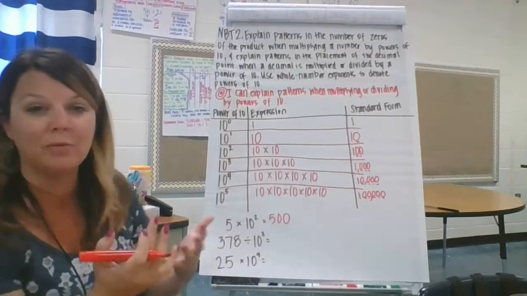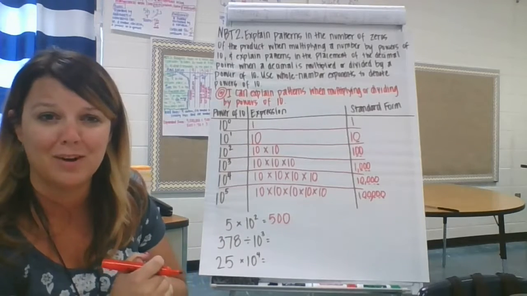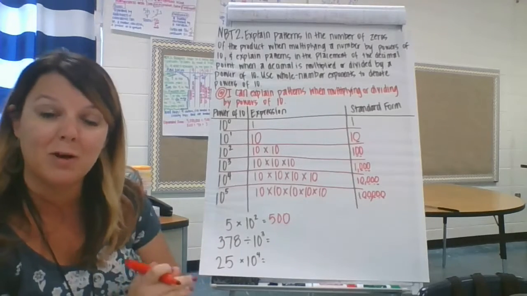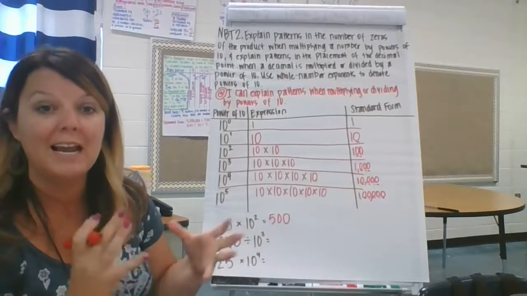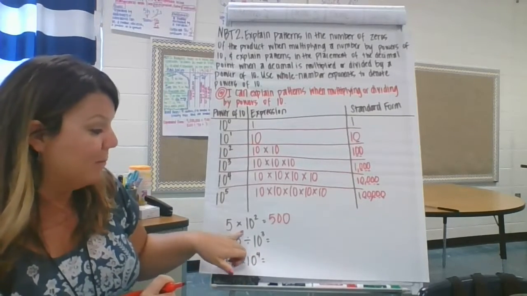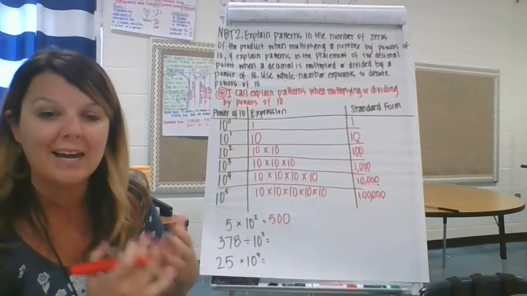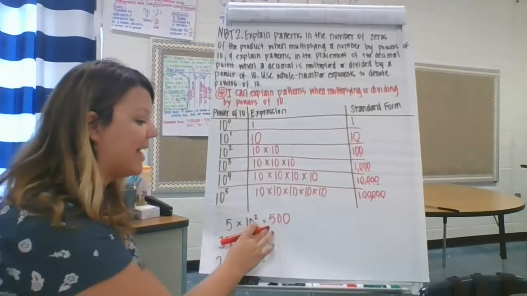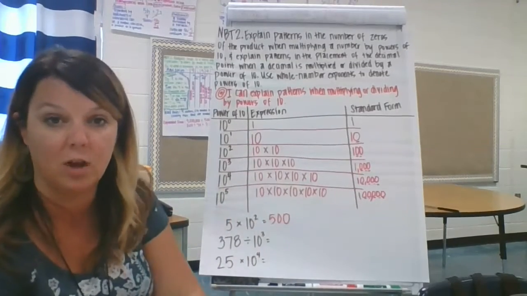I always think about, I'm not real good with right and left. Miss Southern told you that already. But I always think about if I'm multiplying, my number's getting larger. And if I'm dividing, my number should get smaller. So if I'm at 5 and I'm multiplying it times 100, I know that I'm going to shift that 5 two places to make it larger.